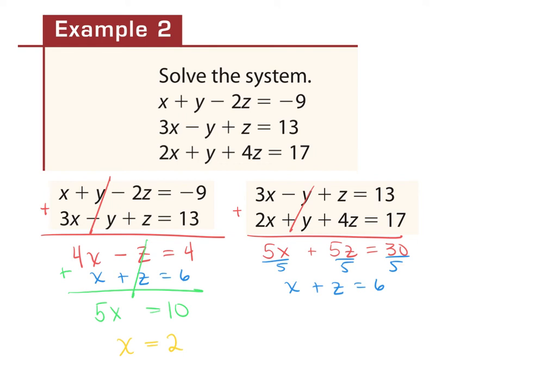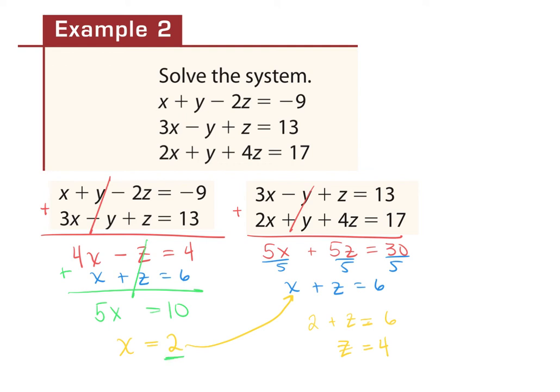Now, here's the thing. Now I'm just going to backfill them, okay? So I'm going to take this 2 and plug it in over here. All right? And I'm going to say 2 plus z equals 6. I now know what z equals. What does z equal? Just subtract 2. We're not dividing. Subtract 2, we get z equals 4, right?